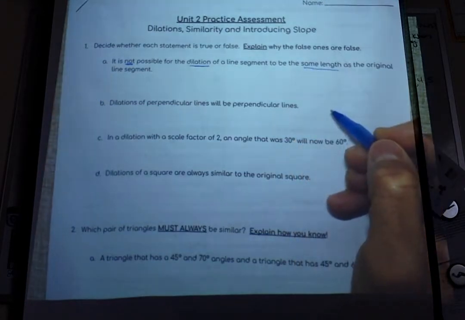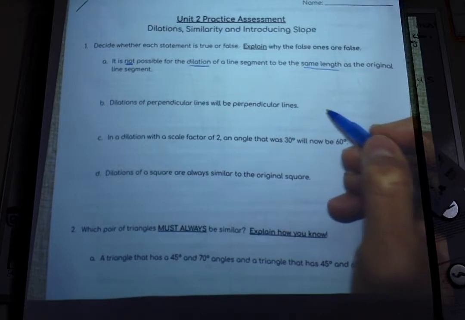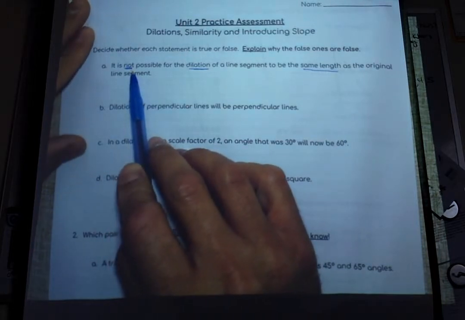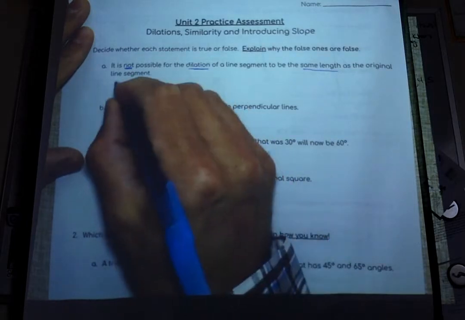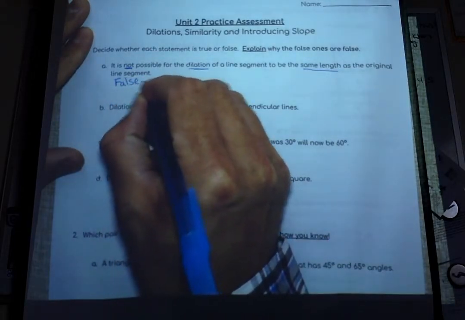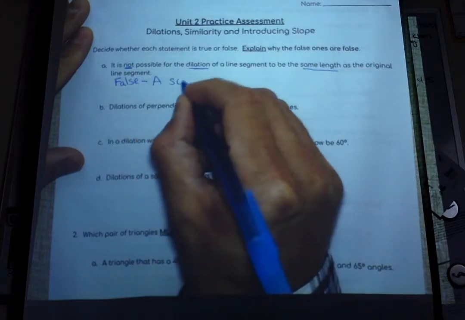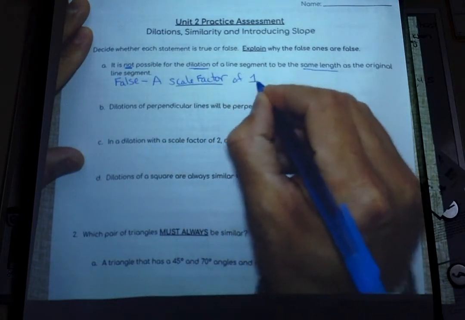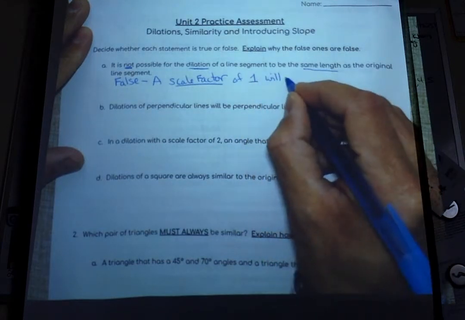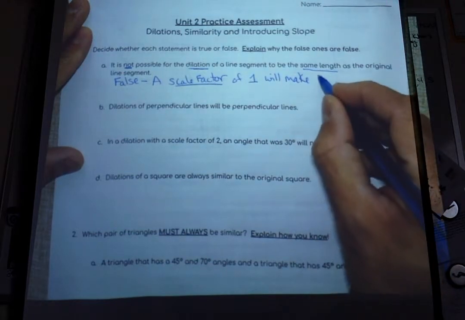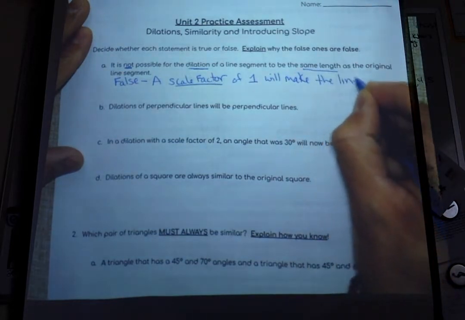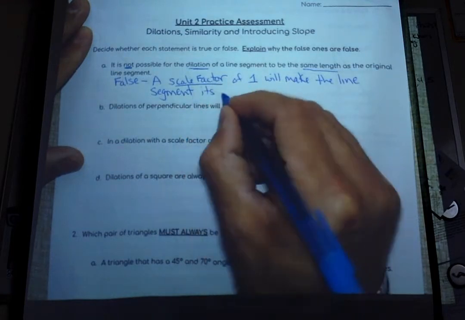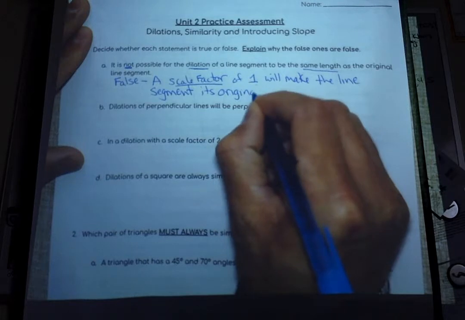So can we come up with, we only need one way to prove that this is not true. So, off the top of my head, we can have a scale factor of 1. So our answer is going to be false. You could say a scale factor of 1 will make the line segment its original length.